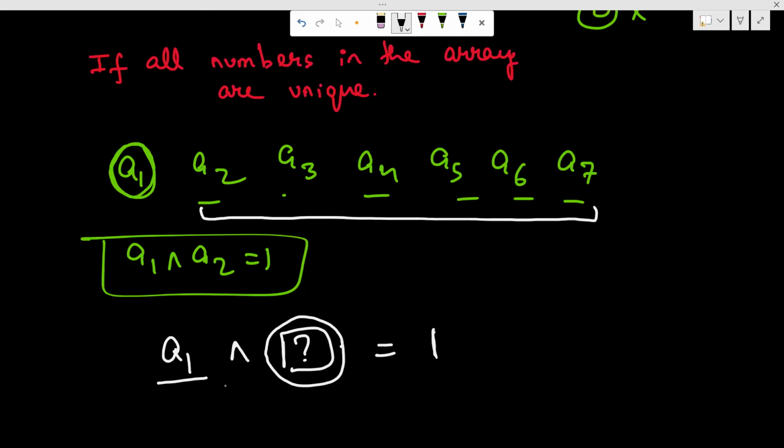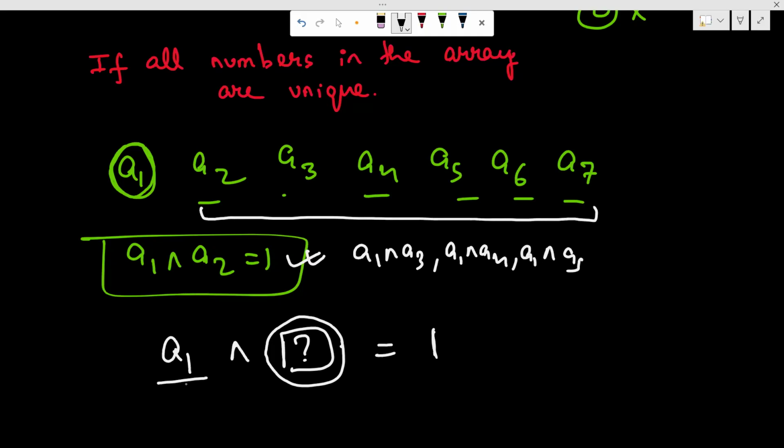Anyone having any doubt in this? Let me repeat. If I do XOR of, let's suppose, A1 with all the possible numbers, and with A2 I got the result as 1, my question was: is it possible that A1 XOR A3, or A1 XOR A4, or A1 XOR A5, or XOR of A1 with any of the remaining numbers will ever give 1? Is it possible?